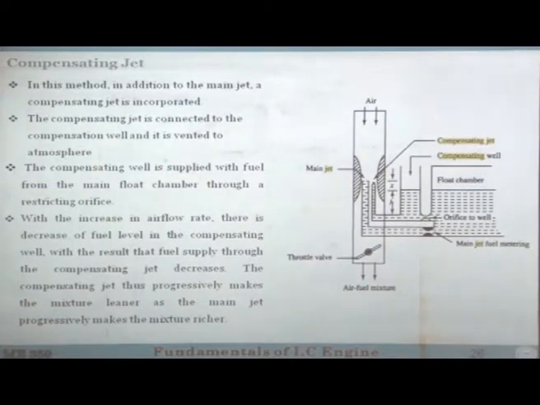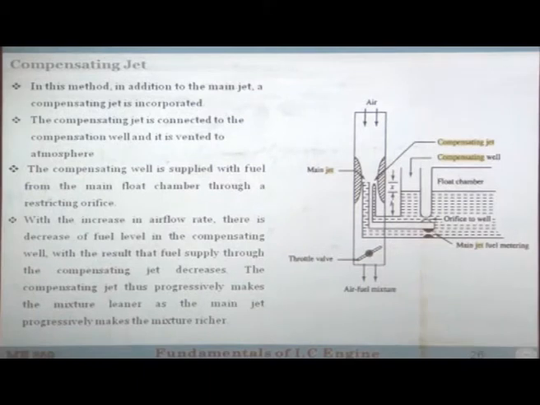In this method, in addition to the main jet, a compensating jet, which is this one, is introduced. The compensating jet is connected to the compensating valve. This main jet is connected to the main valve, and this compensating jet is connected to the compensating valve, and it is also vented to the atmosphere. The compensating valve is supplied with fuel from the main float chamber through a restricting orifice. Restricting orifice means that it will supply the fuel at a relatively very slow rate. With the increase in airflow rate, there is a decrease in the fuel level in the compensating valve.